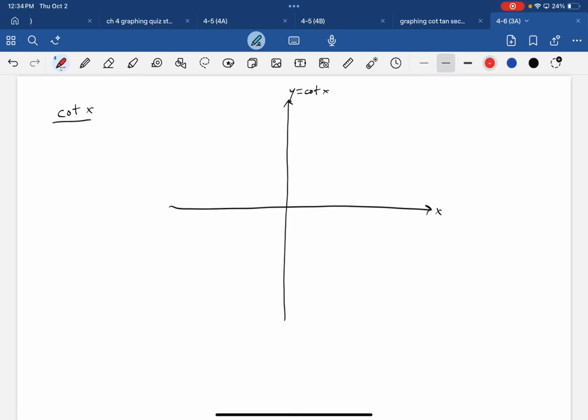Cotangent x looks like this. I'm going to draw vertical asymptotes at every multiple of pi now.